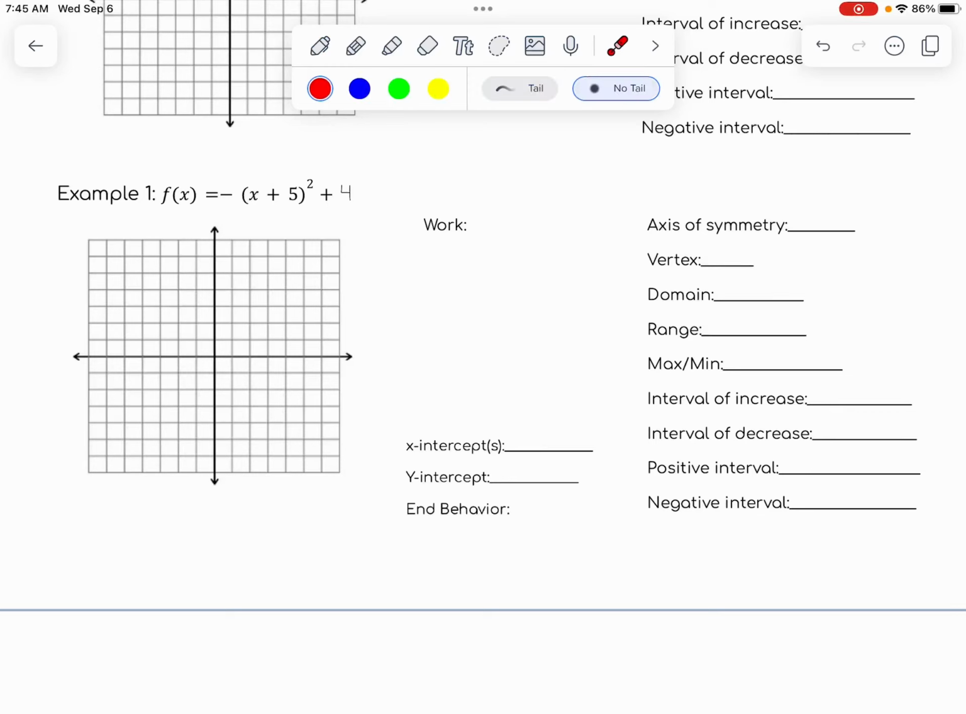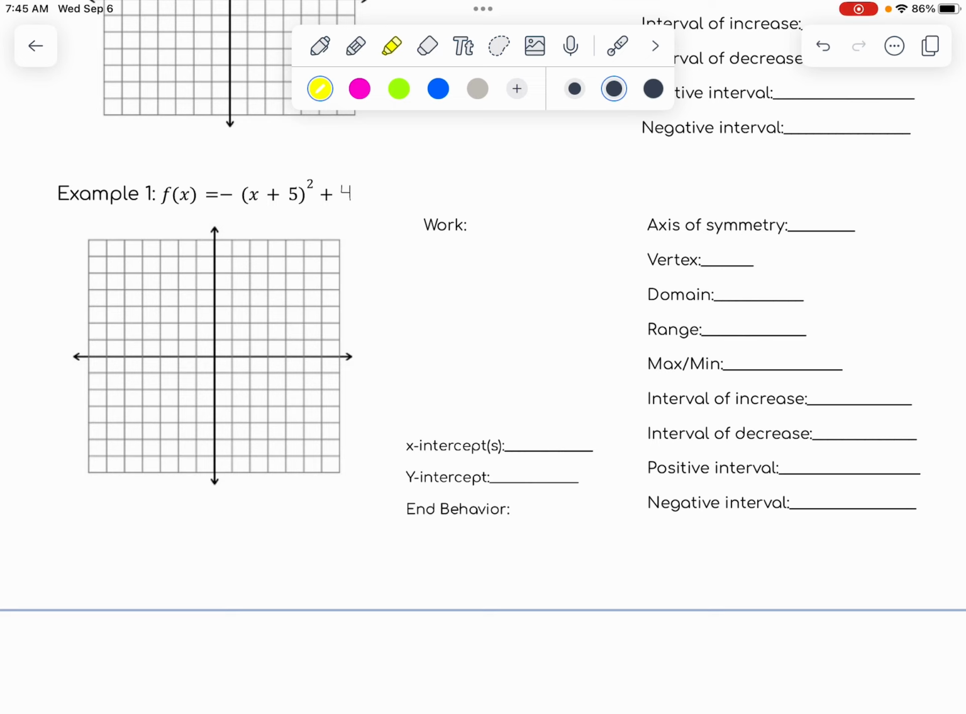In this video, I'm going to go over how to graph a quadratic given vertex form. So right here, we've got f of x equals negative, in parentheses, x plus 5 squared plus 4. This is vertex form, and the reason it's called vertex form is because in this form, it makes it really easy to find the vertex.